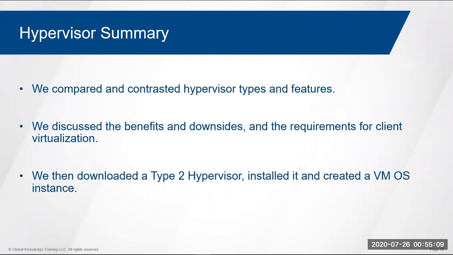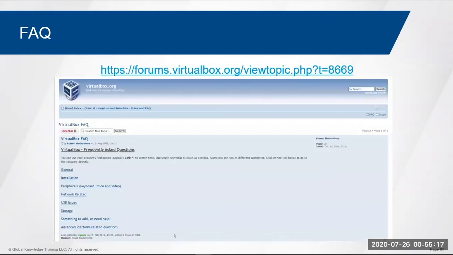Now, troubleshooting. Well, the best way to do troubleshooting for this is it's got a wonderful forum. This is the forum for VirtualBox. It's supported by Oracle. Anything you might want to know about any of these, they're all right there. General information, installation, if you're having trouble installing a specific piece of hardware, maybe a network interface card that needs a specific driver. There's network related and USB issues. If you needed to do something different with storage, there's the storage option. Okay. And then there's advanced platform related questions. So if you've got a deep question, they can answer it as well. Now, at the time I hit this site, I was the only person logged in at the time, but it was also 3 a.m., so I don't blame them.